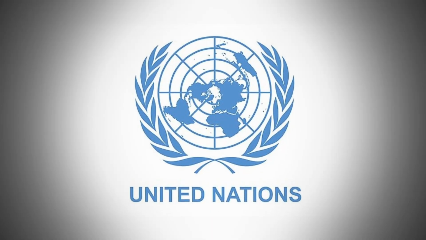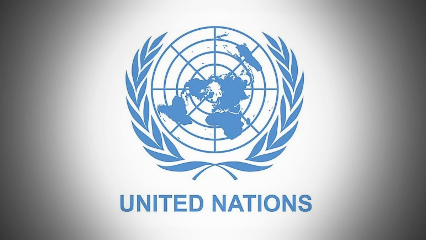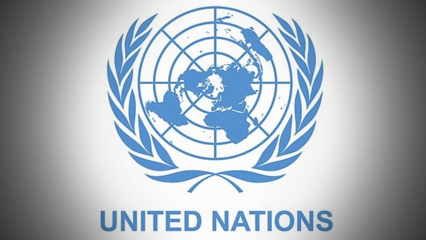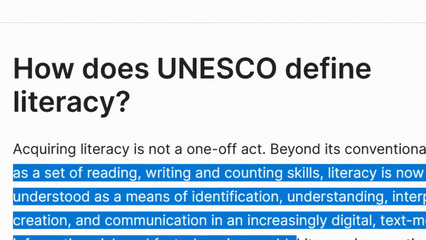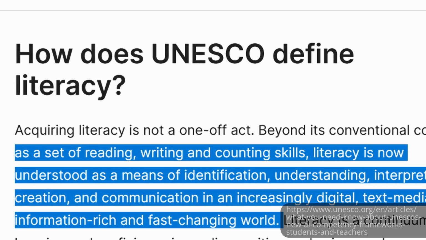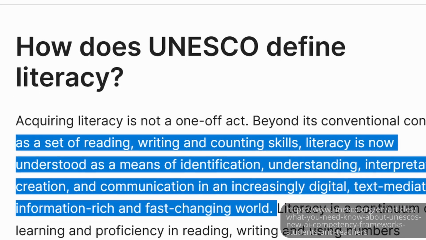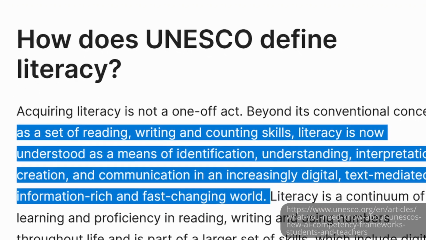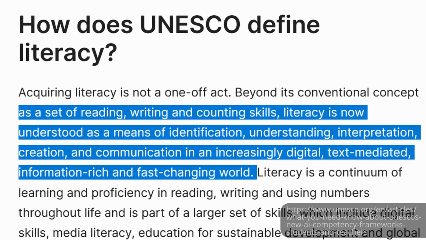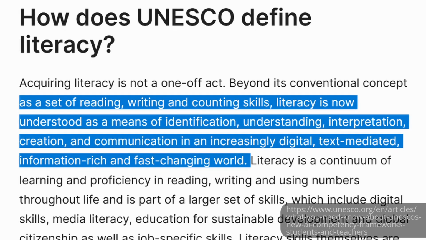Let's look at how the United Nations, an international organization, right? That's why I chose it. Let's see how they break down literacy to begin with. It says that literacy is a set of reading, writing, and counting skills. Literacy is now understood as a means of identification, understanding, interpretation, creation, and communication in an increasingly digital, text-mediated, information-rich, and fast-changing world. Great, that makes sense.